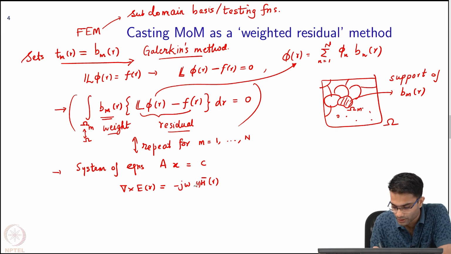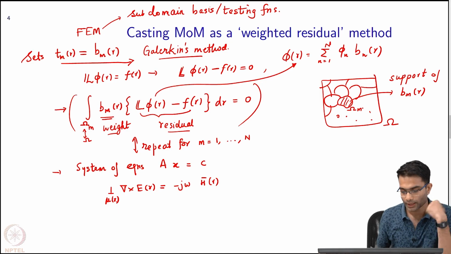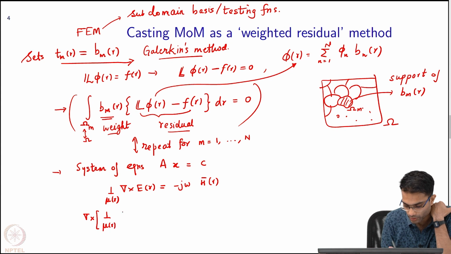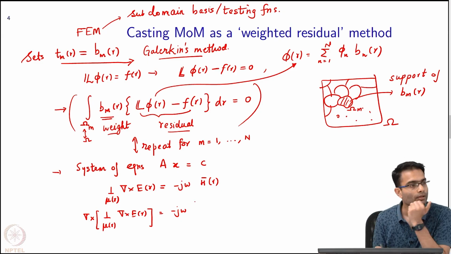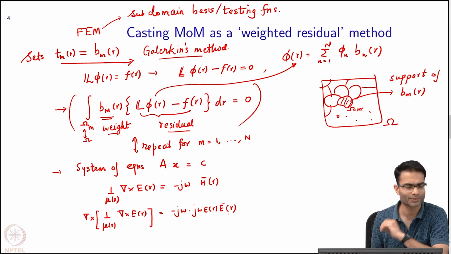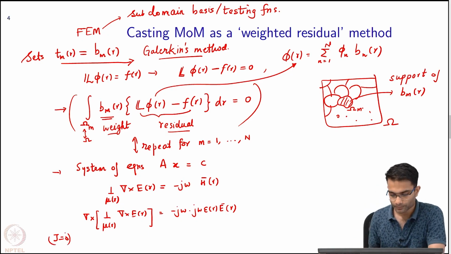So, what I can do is divide by mu r, and the next equation is del cross 1 by mu r del cross E of r is equal to minus j omega times curl of H, which is j omega epsilon r E, plus a J term. Assume J is 0, it is not much of a complication.